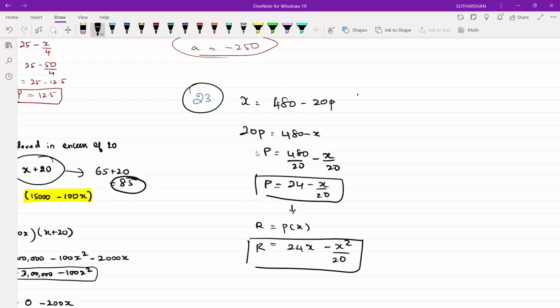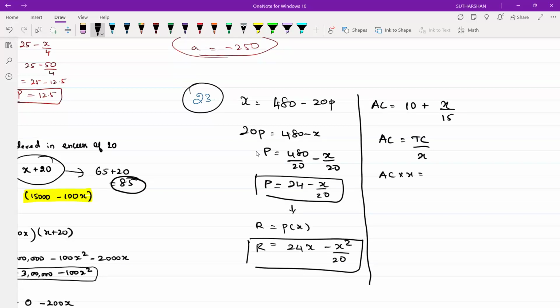Then what have they given? The average cost. What is the average cost given in the question? 10 plus X by 15. I know average cost is nothing but total cost by X. They are asking total cost, so AC into X is equal to total cost. I multiply 10 into X to get 10X, plus X by 15 into X to get X square by 15. So C is equal to 10X plus X square by 15.